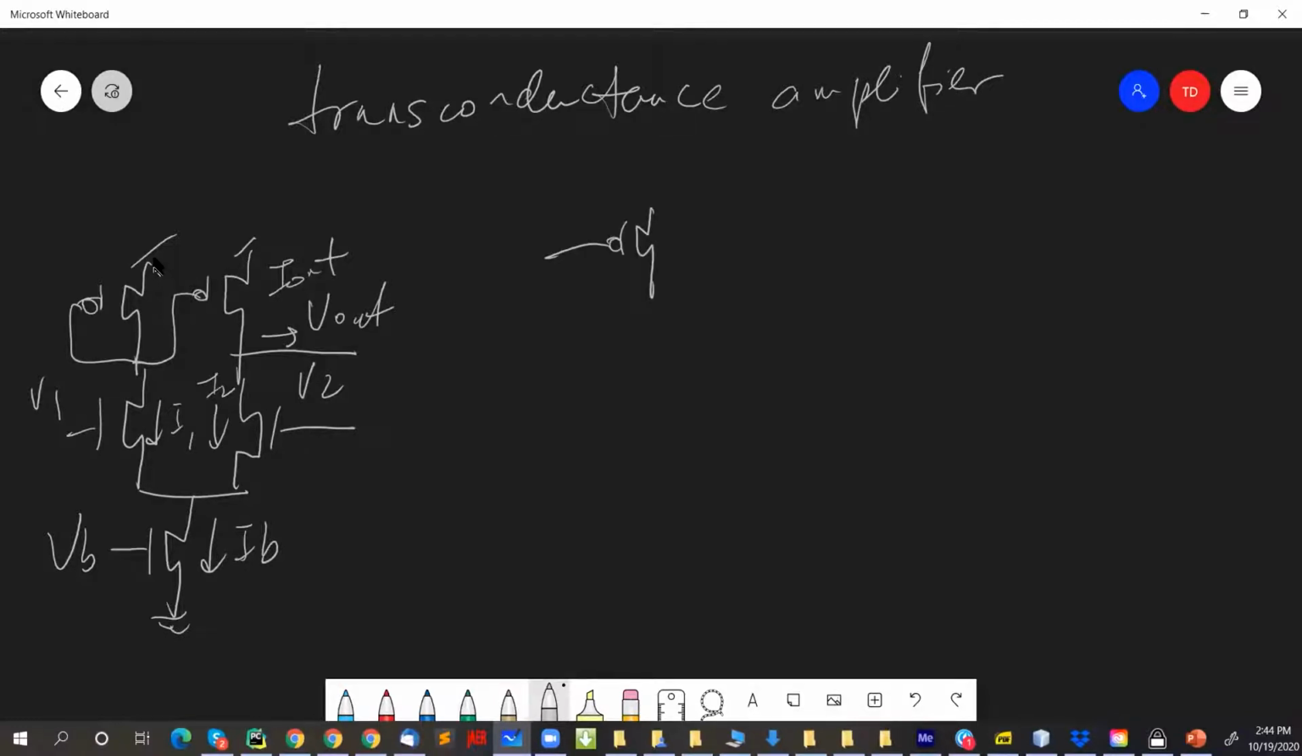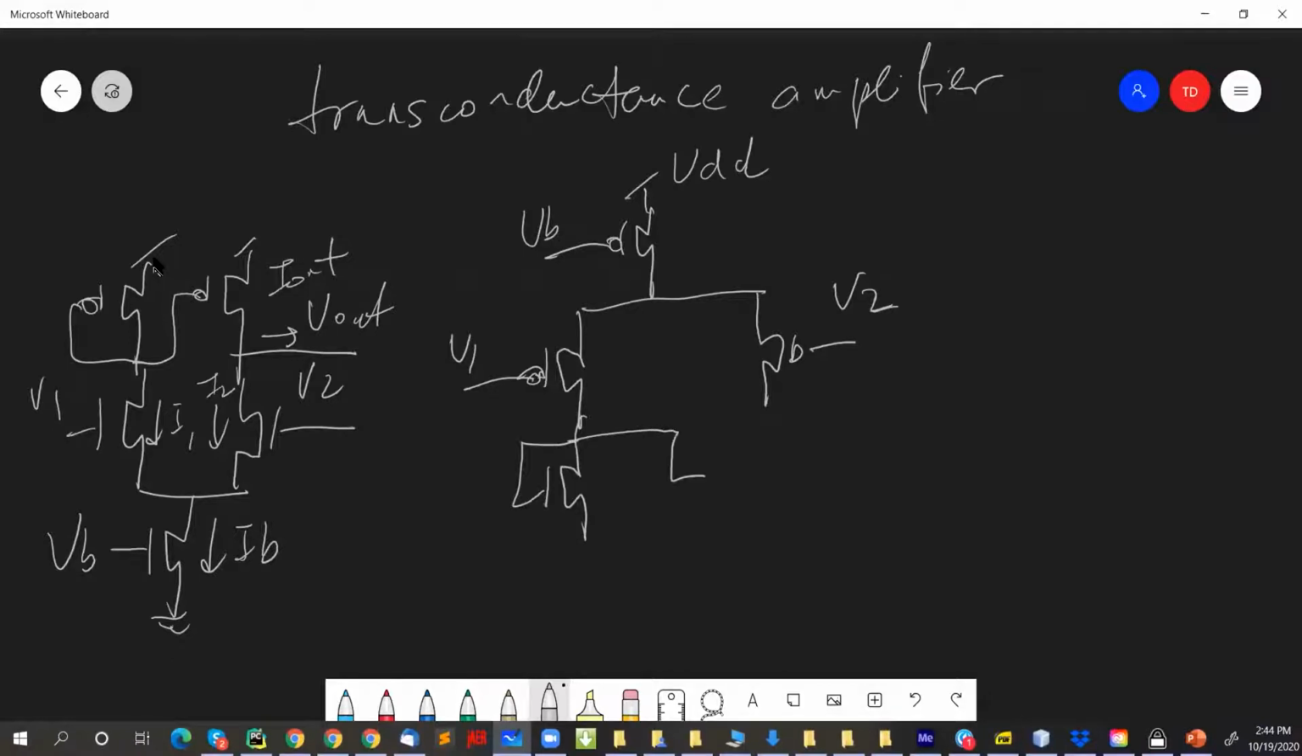Again, the NFET becomes a PFET, but now it has to go to the top, tied to VDD, and this is VB. And then my PFET current mirror is going to become an NFET current mirror. Then I have an output, same thing, except now my current is coming from VDD. This whole thing is still a transconductance amplifier. It's just a P-type transconductance amplifier.